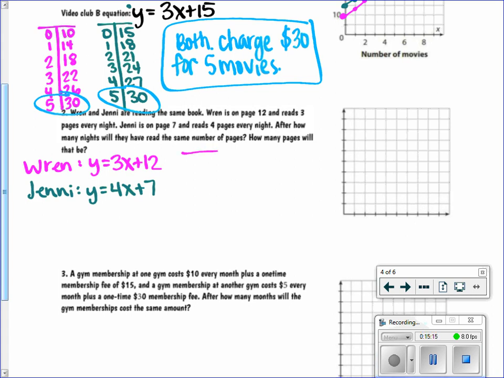So if we're making that table for Ren, 0, 12, 1, 2, 3, 4, let's try 5 again, maybe we can stop at 5. So 12 books to start, then what? 15, 18, 21, 24, 27, maybe let's do 6, 30. Just make it end on a nice number.